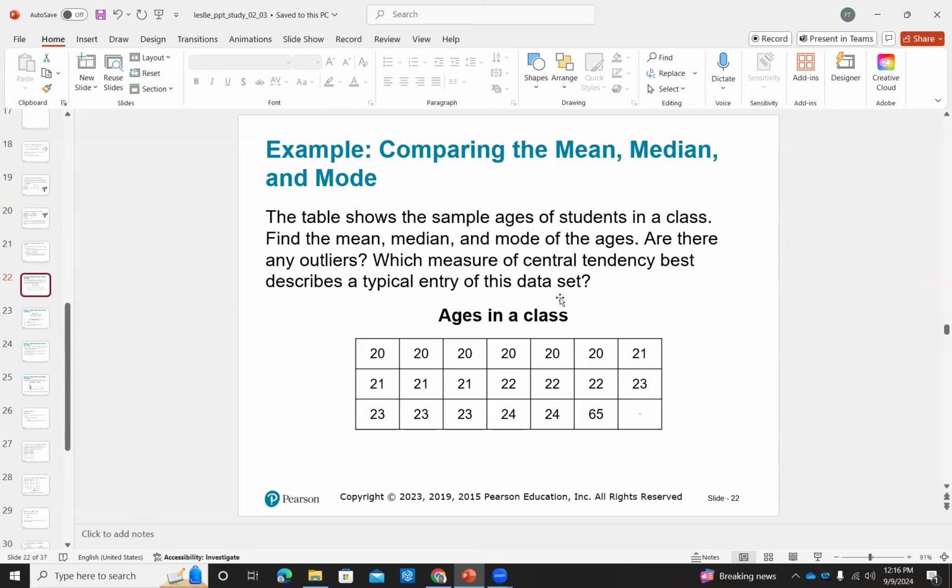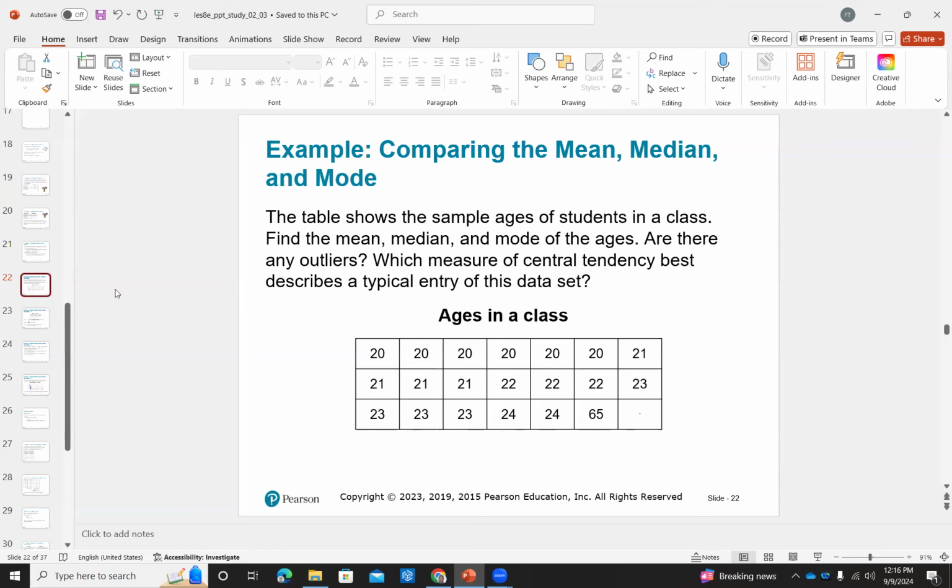So when we look at this table, the table shows the sample ages of students in a class. Find the mean, median, and mode of these ages. Are there any outliers? Which measure of central tendency best describes the typical entry of this data set? So when we look at here, if these are the ages in a class, we have a lot of 20 years old students. I have 20, 20, 20. A lot of people answered their age is 20. I have some 21 years old, some 22 years old, some 23, and two 24 years olds. But then this number here, 65, is the only number which is not among the 20s. So this number is an outlier here.